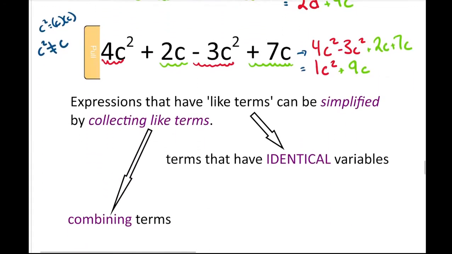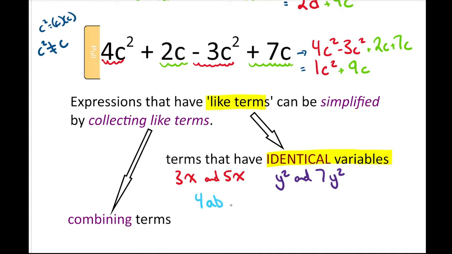So when expressions have like terms, and what we mean by like terms are terms that have identical variables. So you could say x, 3x, and 5x. Those are like terms. You could say something like y squared and 7y squared. Those are like terms. You could even say something like 4ab and negative 3ab. Those are like terms because they have the same variables.